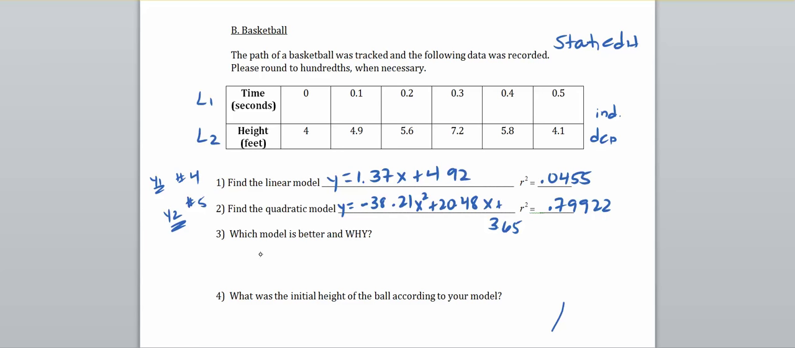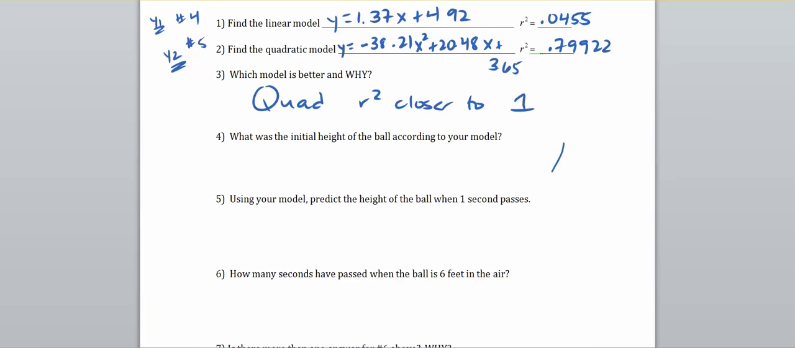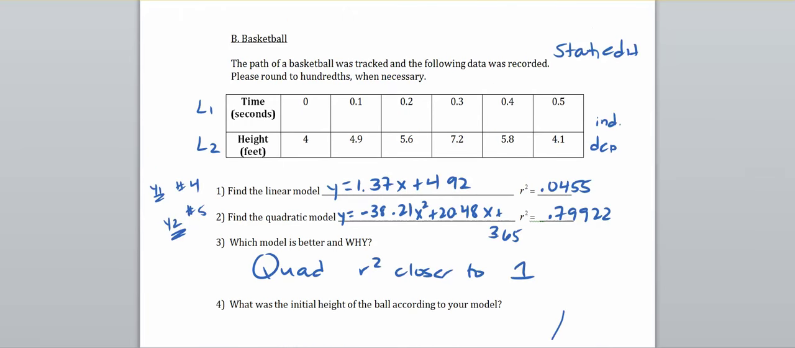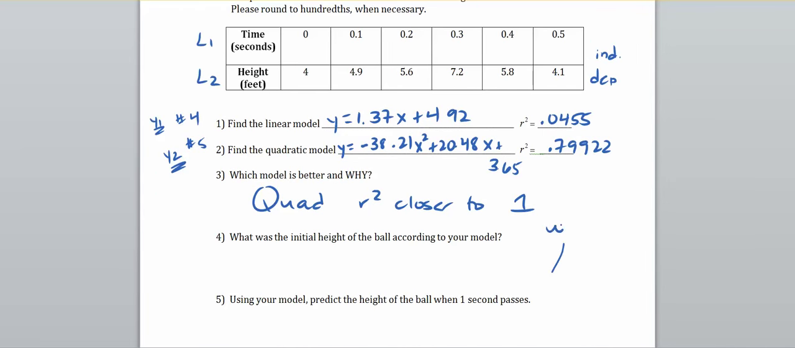Well, which model is better? My quadratic model is going to be better, because my r squared is closer to 1. All right. If I want to look at this data and be able to predict, I'm going to have to go to my window and change my window. Looking at my data table, let's make our x minimum 0, and our x maximum, it's only to 0.5, so let's just go to 5. I'll make my y minimum 0 and my y maximum, let's say 15, and see if that will work. So I'm changing my window to 0, 5, 1, 0, 15, 1.